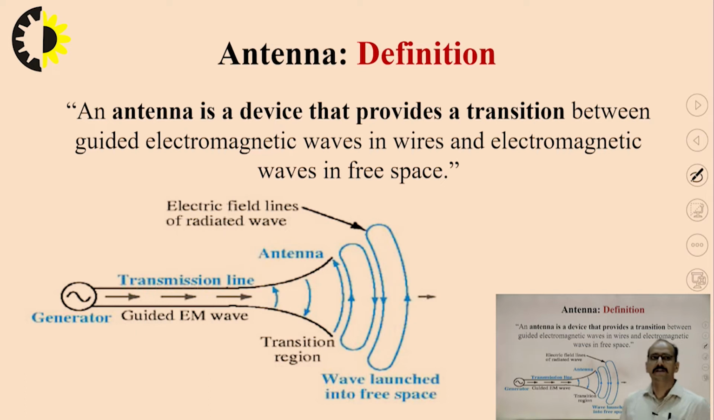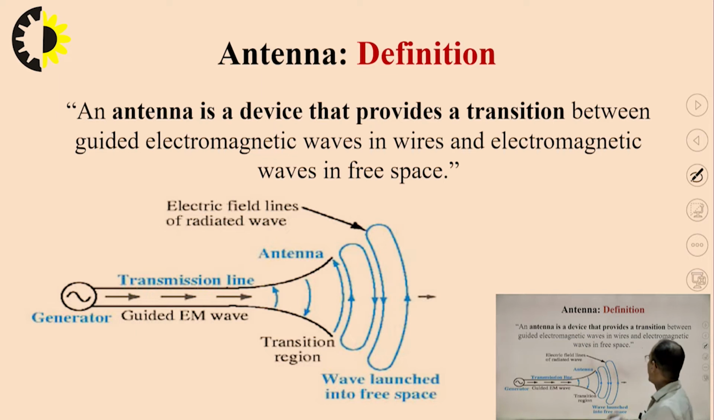An antenna is a device that provides a transition between guided electromagnetic wave in wire and electromagnetic waves in free space. It means an antenna is an electronic device. Whenever you are feeding any type of electrical signal or AC power to that conducting wire, then that power will be radiated in the form of electromagnetic waves in free space. This is the basic concept behind the antenna working.